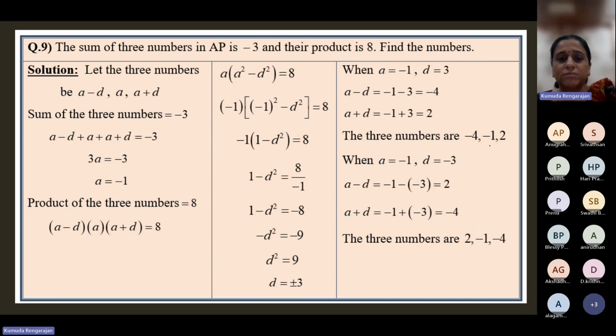And you can see that their sum is minus 3. The sum of minus 4, minus 1 and 2 is minus 3. And their product is, when you multiply the numbers, 8.